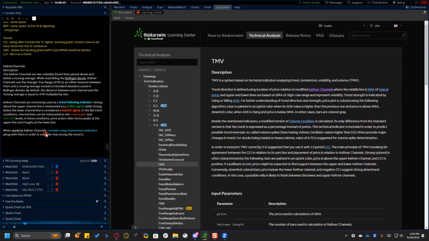When it mentioned using a momentum indicator to measure the strength of the trend, on the TMV, the trend strength is identified by rising or falling ADX levels. That's what they decided to use. It's not a perfect science, right?